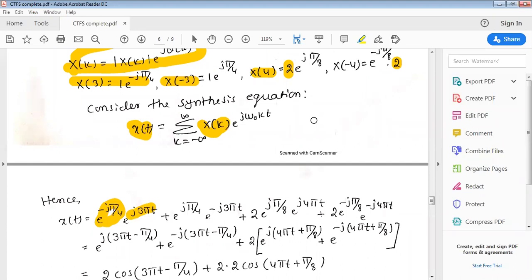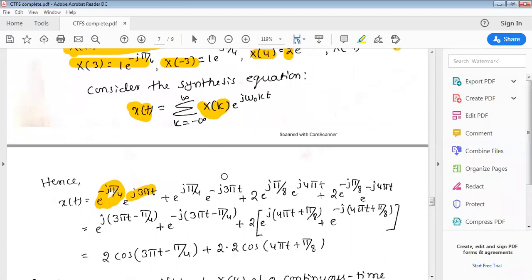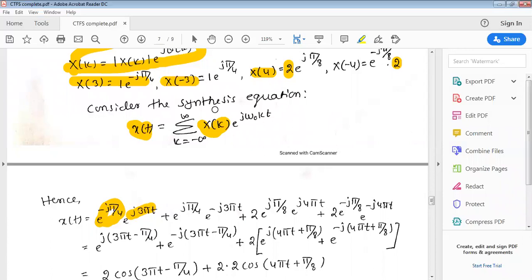Okay, next step. Let us get x of -3. x of -3 is 1 e power j pi by 4 into e power minus j 3 pi t. This will be exactly one; if one is plus, the other will become minus j 3 pi t.